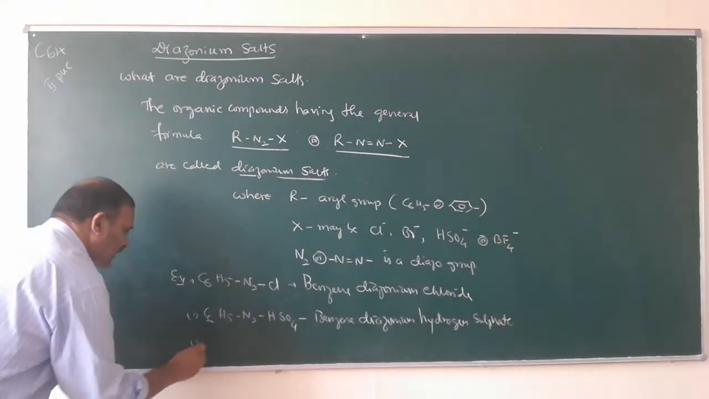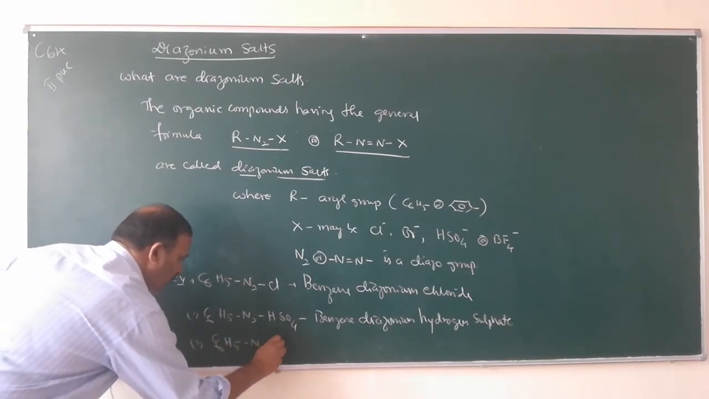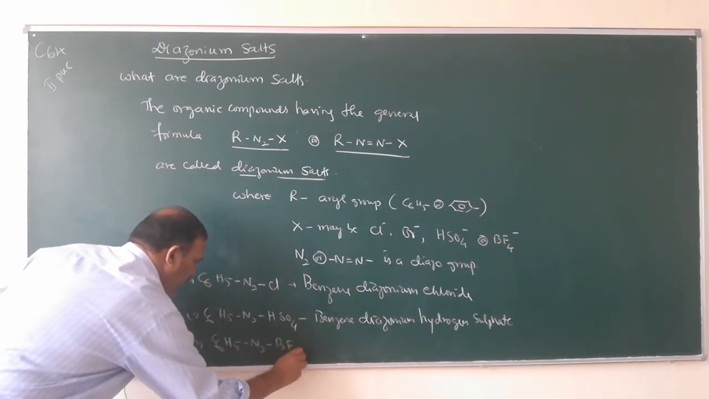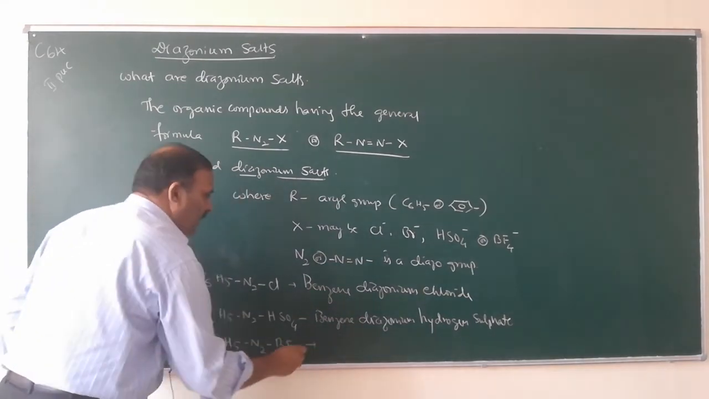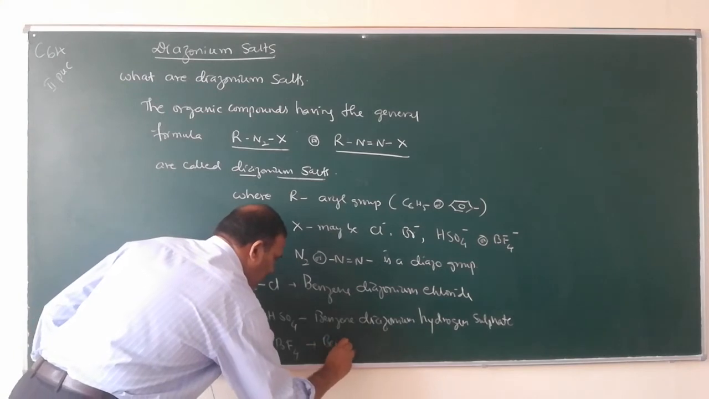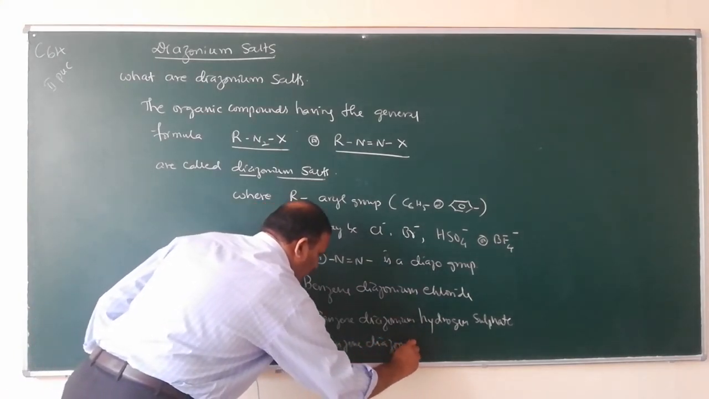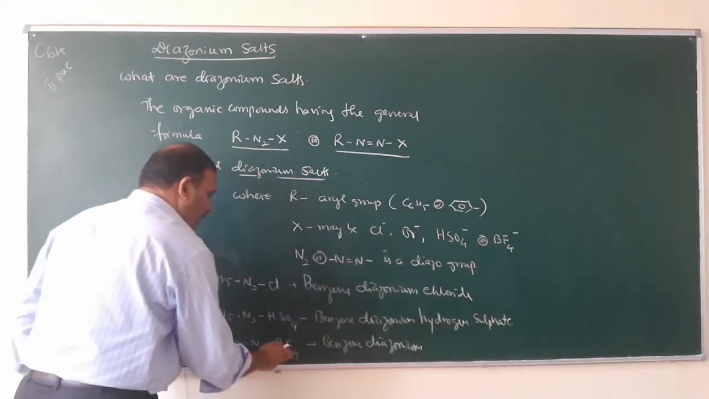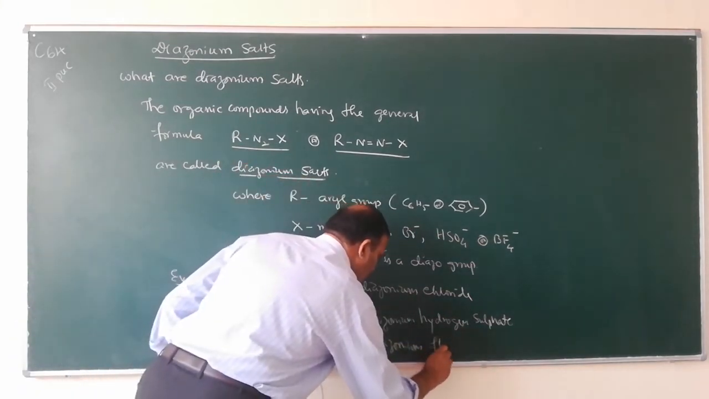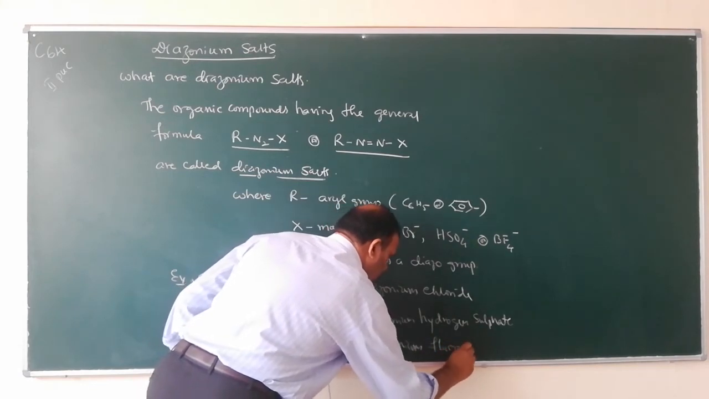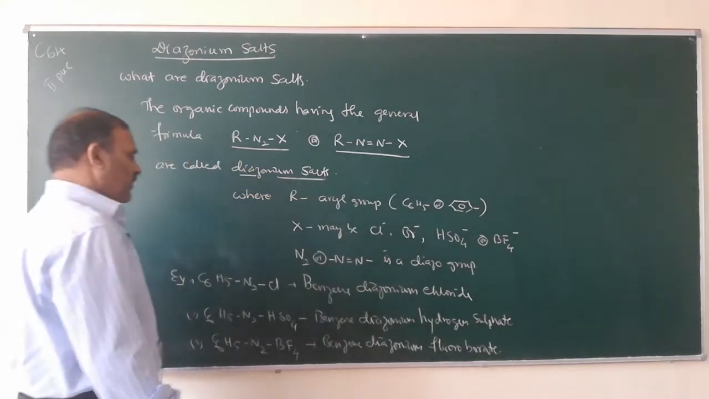And third one, C6H5N2BF4. That means benzene diazonium fluoroborate. Benzene diazonium fluoroborate is another example for benzene diazonium salts.